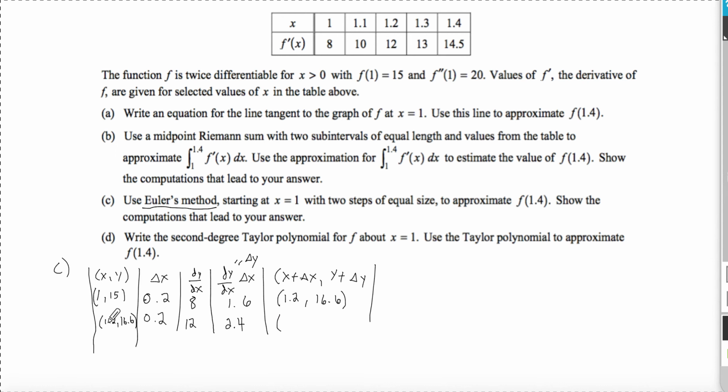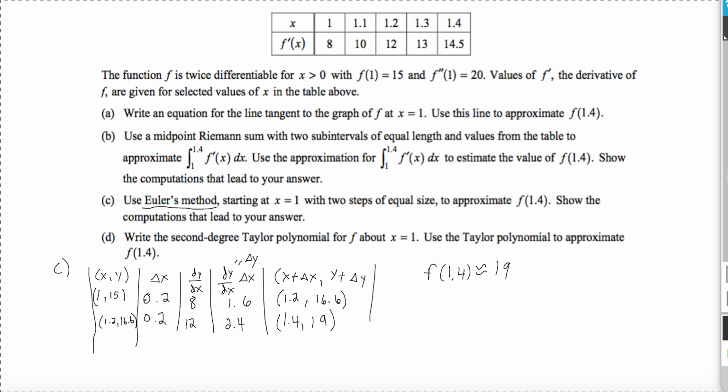So then I add my x value plus my delta x to give me 1.4, comma, my y value plus my delta y will take me to 19. All right. So I just did my 2 steps, and what do I find? I find my Euler's approximation then for f of 1.4. My approximation of f of 1.4 then is 19. So this was 2 points, 1 point for doing your Euler's method with 2 steps, and then 1 point for your final answer that f of 1.4 is approximately 19 or 19.0.